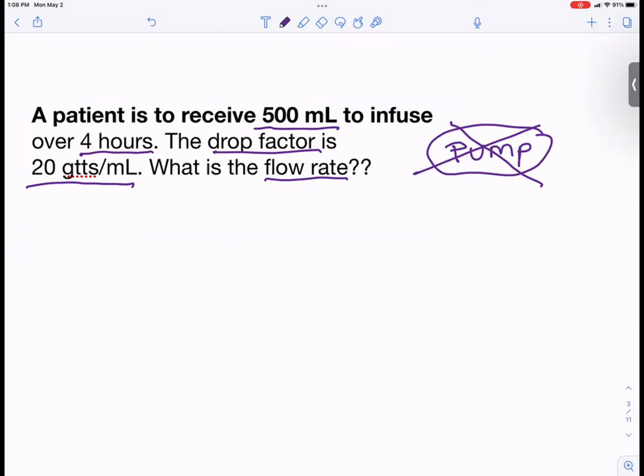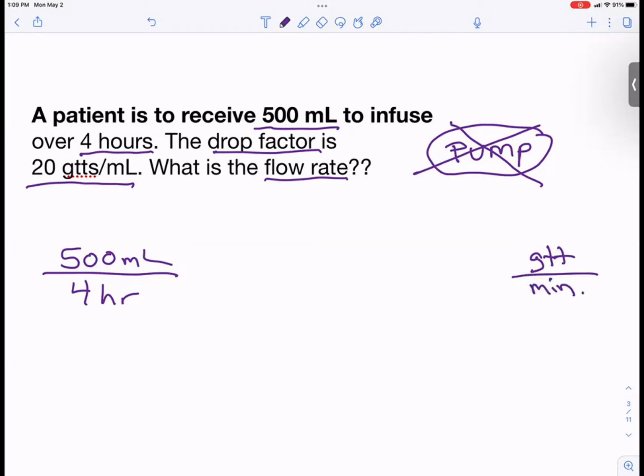So how do we solve when we're using drop factors? Well, we still start with the volume over the time. 500 milliliters over 4 hours. Because that's what the doctor wants. That's the order. He wants you to give 500 milliliters over 4 hours. But what am I solving for? What is my wanted? Well, remember, when we're using gravity and there's no pump, we have to literally count drops every minute. So we have to solve for drops per minute. So our wanted is drops per minute because there's no pump available.